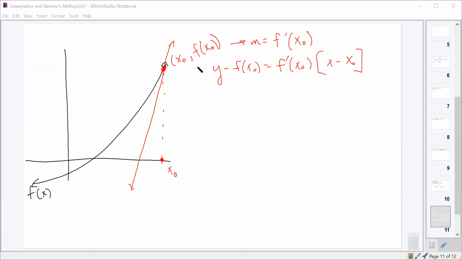Wait, isn't this the linearization formula? Yeah, it is. Right. f of a plus f prime of a times x minus a. Yep, exact same thing. So that's how we came up with it, right? We wrote the tangent line equation to some function at a. That's exactly what we did. So yeah, it's the same exact thing. Everybody good with that equation or no?